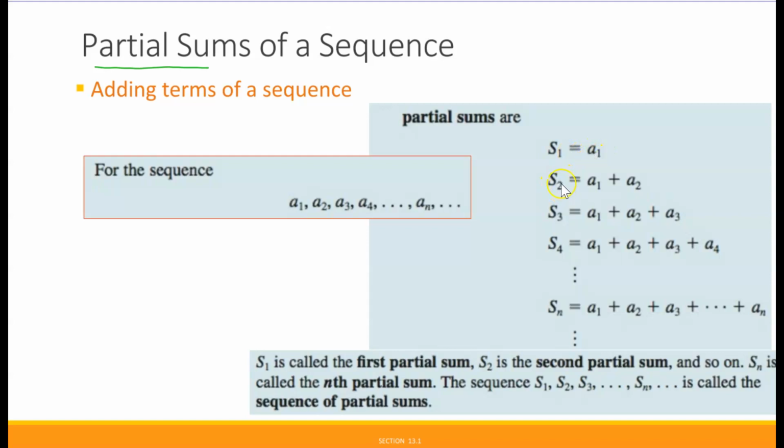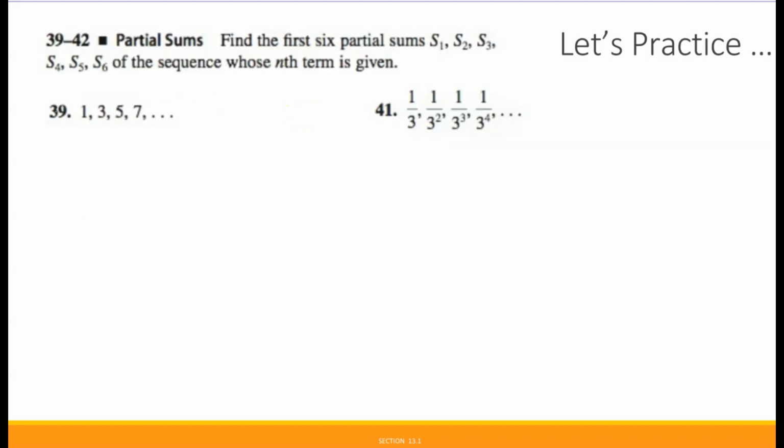But if I want partial sum 2, I add up the first 2 terms. Partial sum 3, add up the 3 terms. Partial sum 4, add up the 4 terms, and I can keep going in this same pattern. Okay, find the first 6 partial sums, S1, S2, S3, S4, S5, S6, as given.